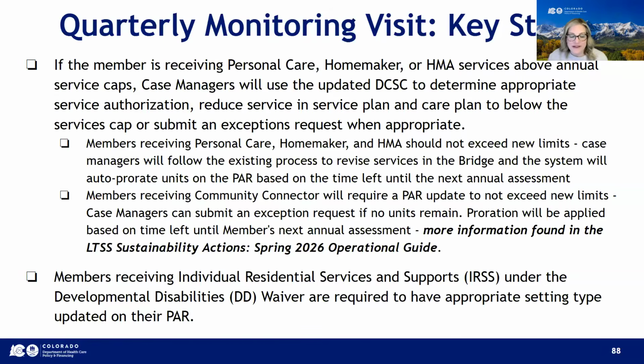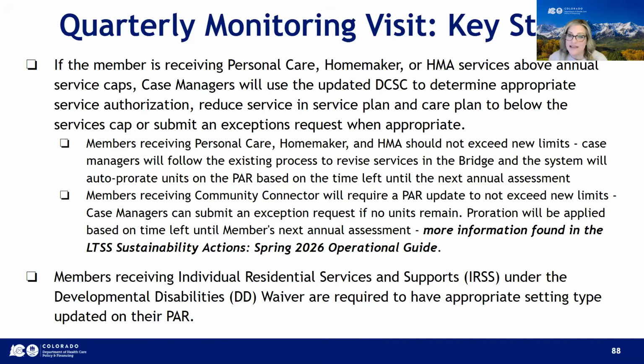During your quarterly monitoring visit, for those members who aren't going to have a CSR until much later in the year, we're going to capture them at your monitoring visit by asking you to do a service plan revision. If they're receiving personal care, homemaker, or HMA above those annual service caps, you need to utilize the new direct care service calculator to determine their appropriate service authorization. Reduce their services in the service plan and care plan to below that service cap, or submit an exceptions request when appropriate. Members should not be exceeding new limits.